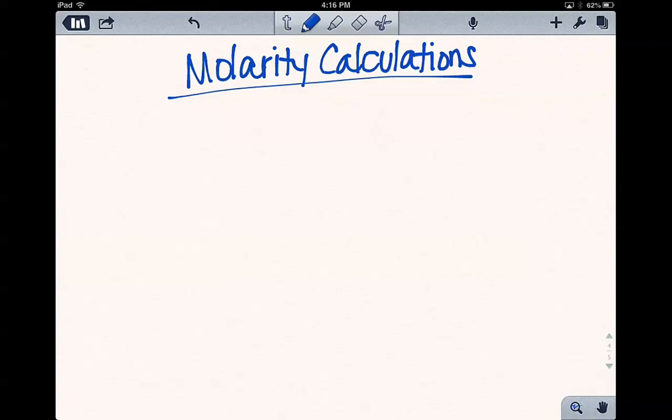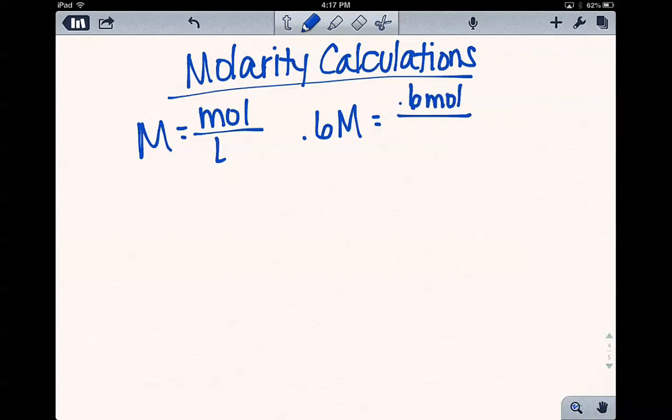How do you do calculations with molarity? Well, first of all, I want you to think of molarity not in terms of the units of capital M, but whenever you're doing a calculation with molarity, I want you to think about molarity in terms of moles per liter. So if you have a substance and it has a 0.6 molarity, that means that there are 0.6 moles for every 1 liter. And that can help make calculations a lot more simple.